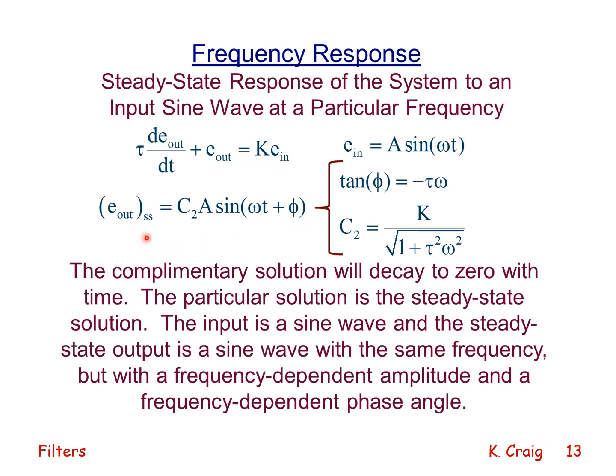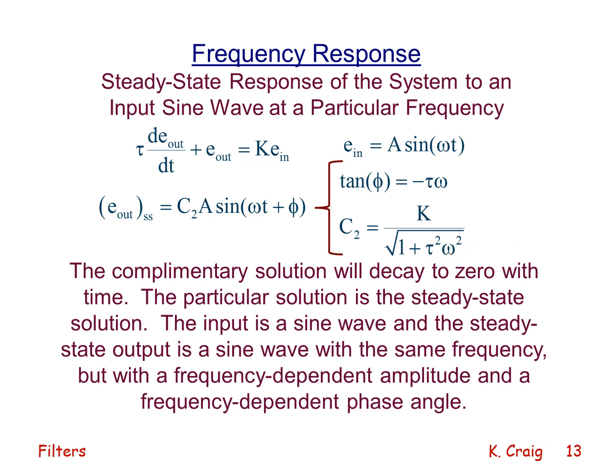So the output in the steady state is some C2, a function of frequency, times A, which is the input amplitude, times the sine wave of the same frequency, plus a phase angle, which is a function of frequency. The tangent of that phase angle is minus tau times omega, where tau is the time constant in my differential equation. And C2, the amplitude, is K from my differential equation, divided by the square root of 1 plus tau squared times omega squared, where omega is the frequency in question in radians per second.